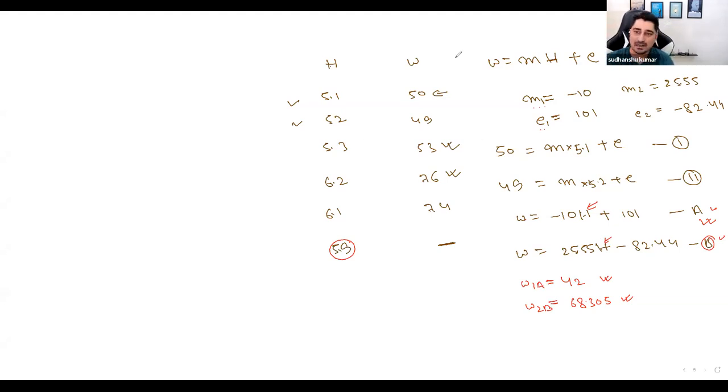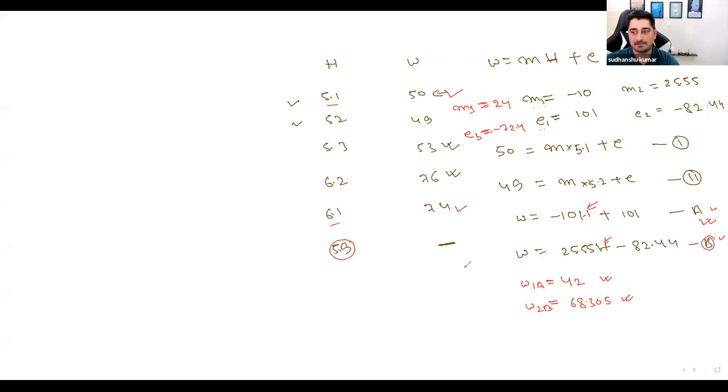Do one thing. Let's take this combination and this combination, the red combination, the first one and the last one, and then give me M3 and E3. Try to take this combination and give me a value of M3 and E3. So M3 is equal to 24. What about E3? This is the third combination we are trying to take. So E3 is minus 72.4.